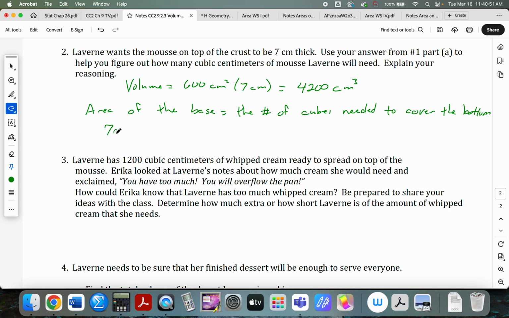And then the 7 centimeters is equal to how many layers deep? The mousse is. So if you think about it that way, the volume is pretty easy. You have the area of the base, which tells you how many cubes it takes to cover the bottom, and then you multiply it by how many layers deep it is, and you get volume.